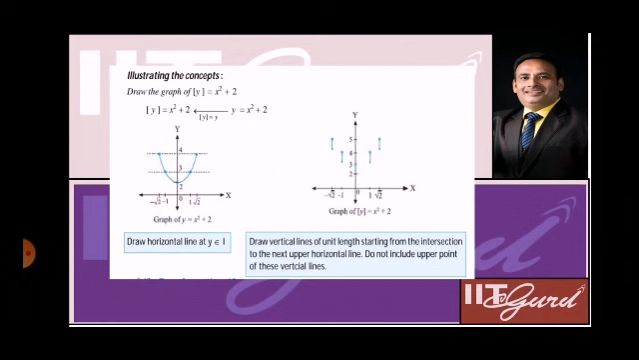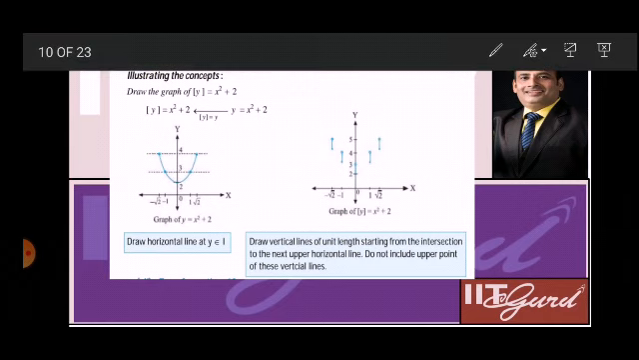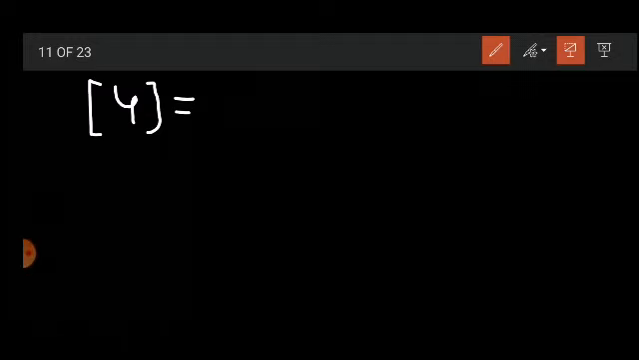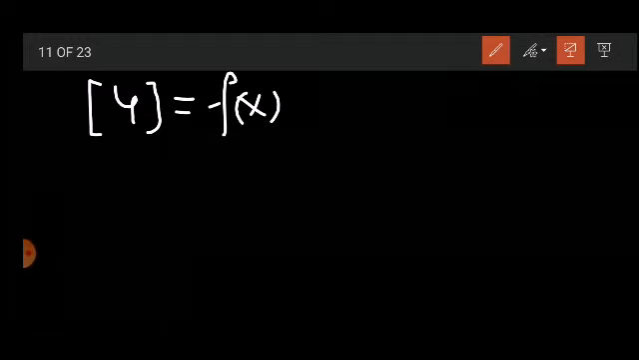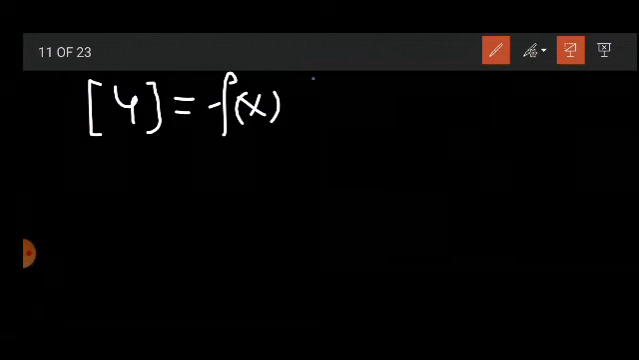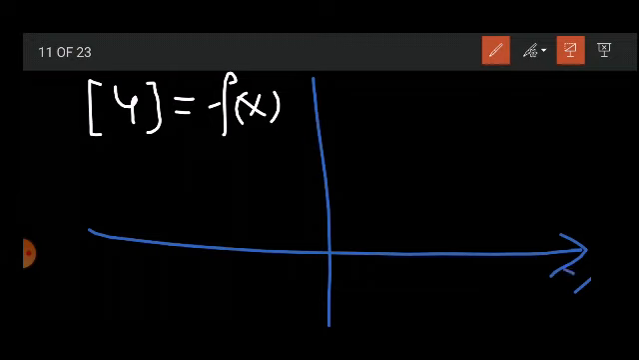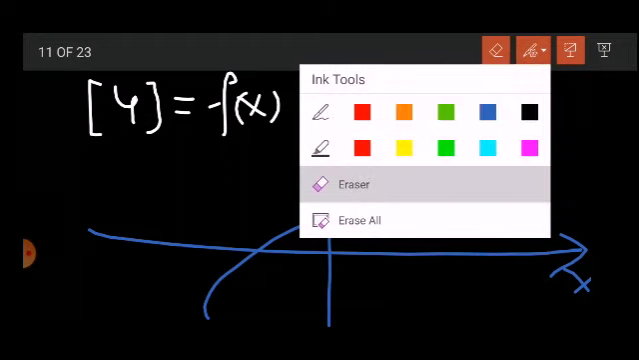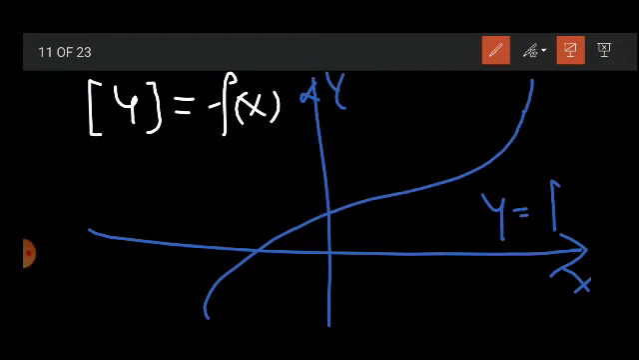So let's take an example to draw over here. Let me illustrate gi y equal to fx, and see how to draw it. First of all, what do we have to do? We have to draw y equal to fx. Let this be the x-axis and this the y-axis. Here I have drawn y equal to fx randomly, like this.